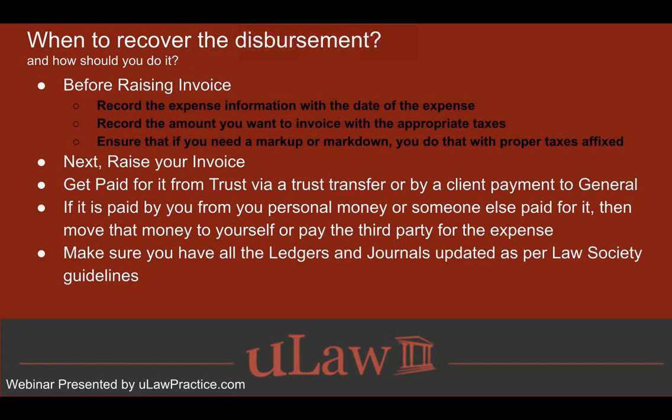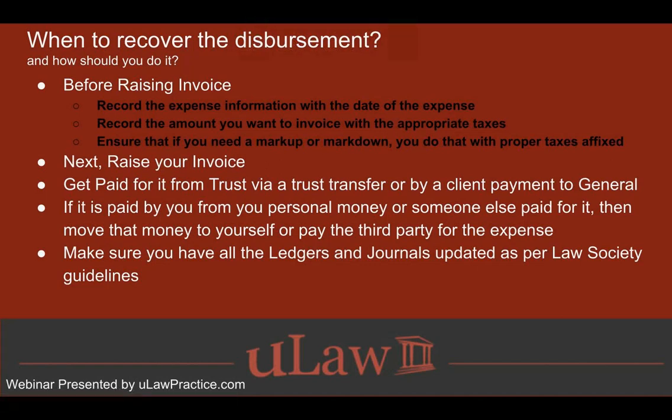Now, there's one further step. If it is paid by you from your personal account, you have not used the general or the credit card. Let's say you have used your personal money. Then you have to pay yourself too. After you have moved the money from trust to the general, the money is sitting in the general, then you can do something called drawings or bank transfer to pay yourself or pay the third party for the expense, right?